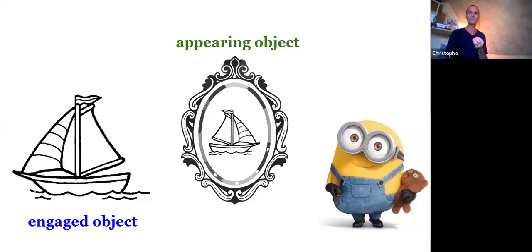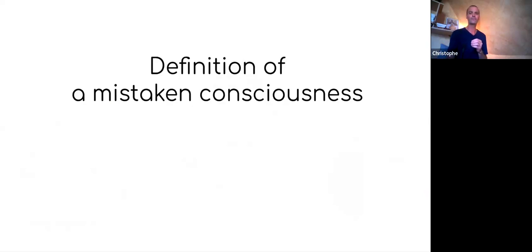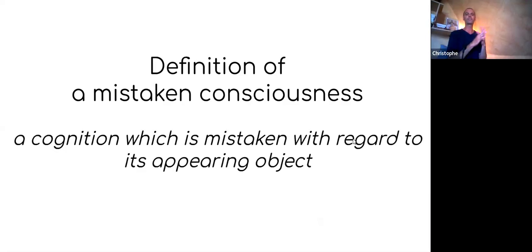It's in the very nature of a thought consciousness to be mistaken. Okay, is it okay for now, for everyone? Yeah, very good. So the definition of a mistaken consciousness is a cognition which is mistaken with regard to its appearing object. We can say that any thought consciousness is mistaken because when we think about our shoes, the conceptual image of the shoes looks like the shoes, but it's not the shoes. So that's why it's mistaken.